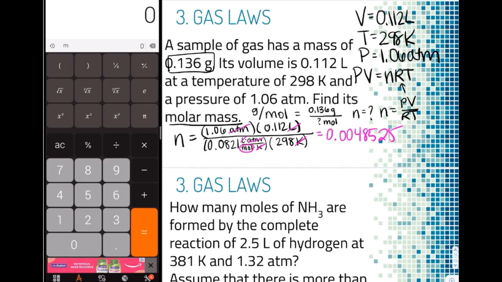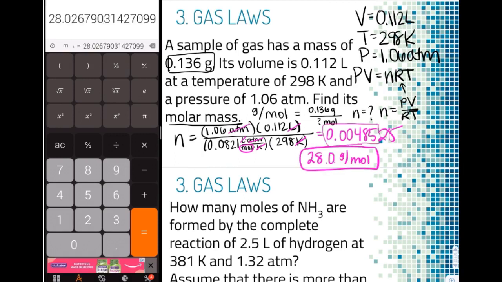And so remember, I'm looking for the molar mass, and so I need to find the grams per mole. I need the 0.136 divided by 0.0048525. Use all those numbers, just make sure you're remembering that only 3 of them are significant. And then we get a final answer of 28.0 grams per mole. You can actually identify out of a list what elements or compounds that would be. Okay.